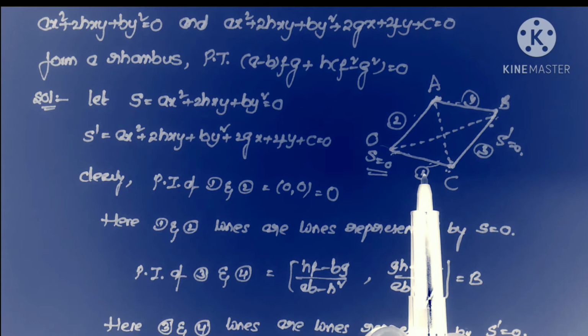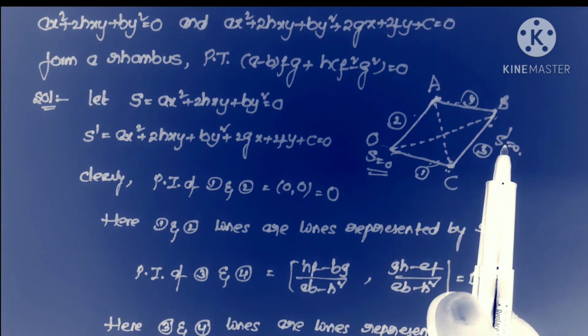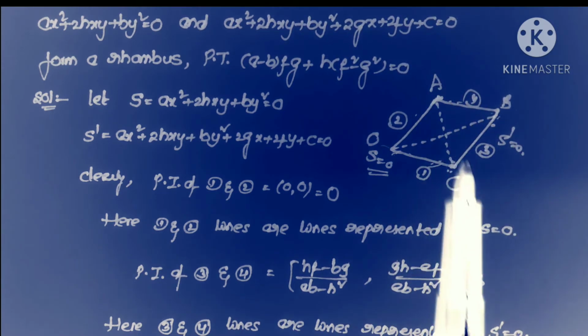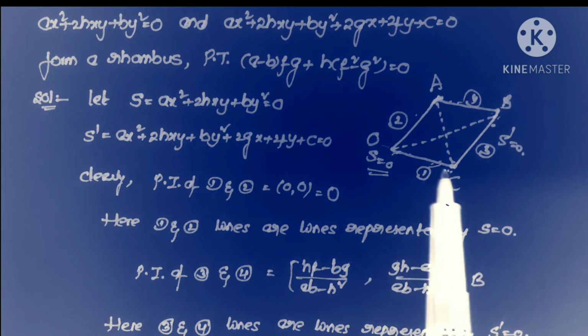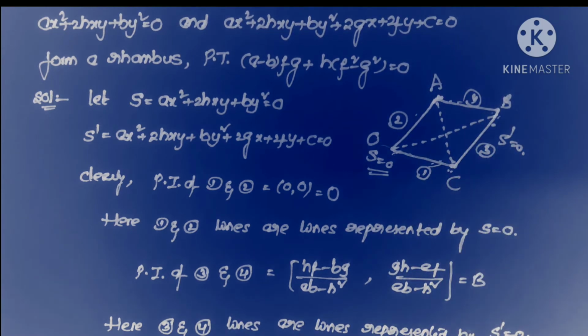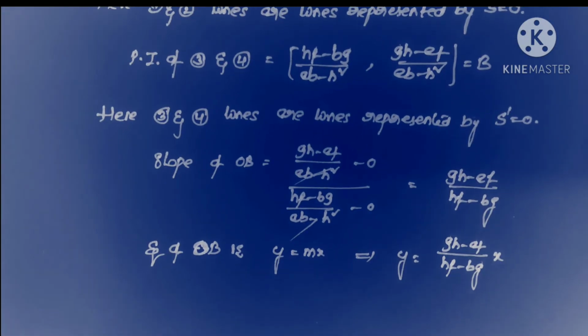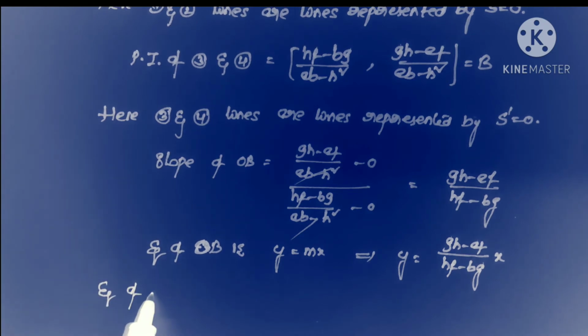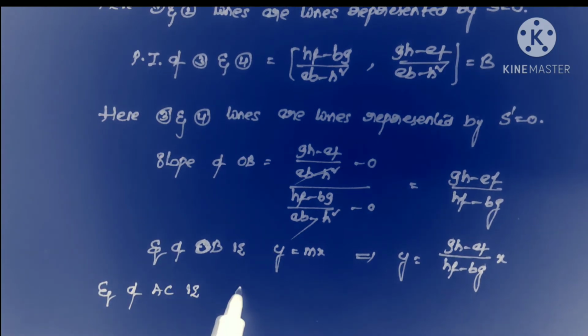Lines represented by the first pair of straight lines and the second pair of straight lines. Means this is the line passing through the point of intersection of S equal to 0 and S dash equal to 0. That is, we can take the equation of this line as S plus lambda S dash equal to 0. So here the equation of AC is S plus lambda S dash equal to 0.